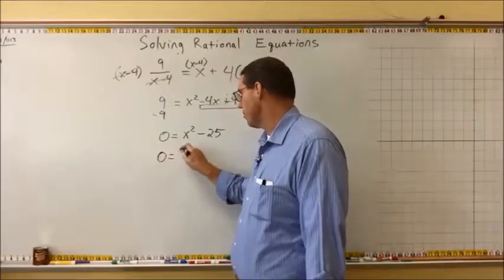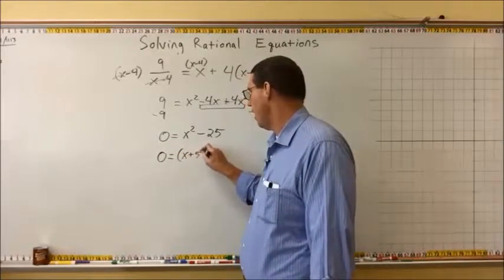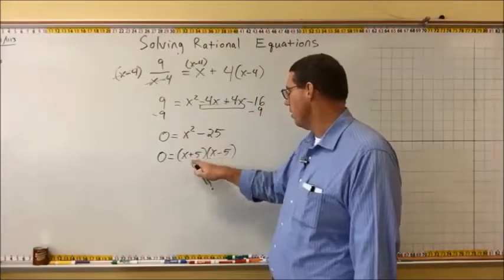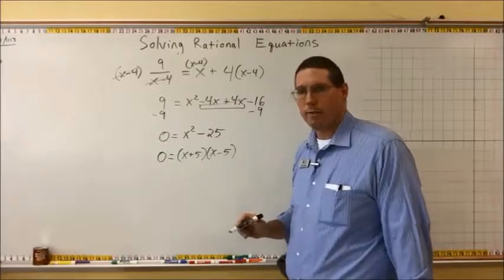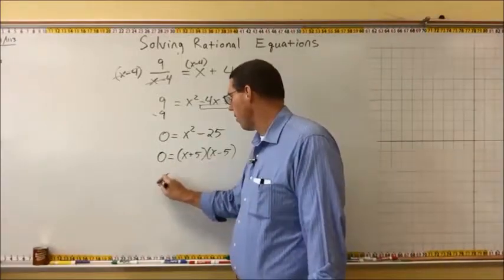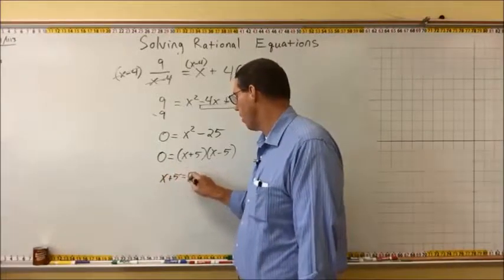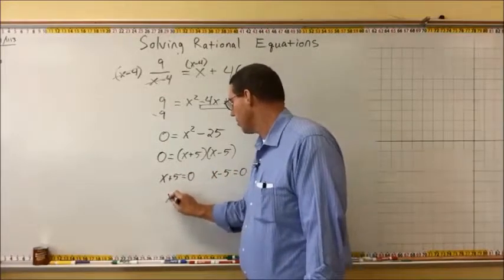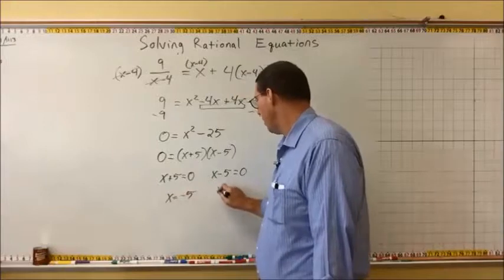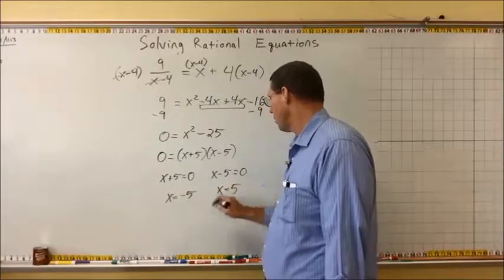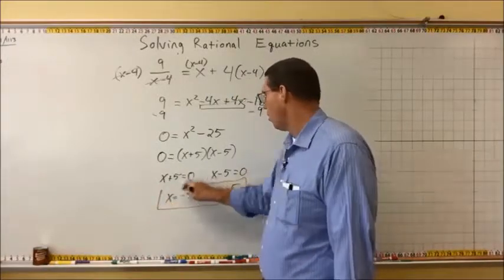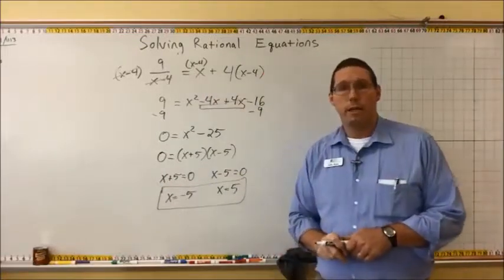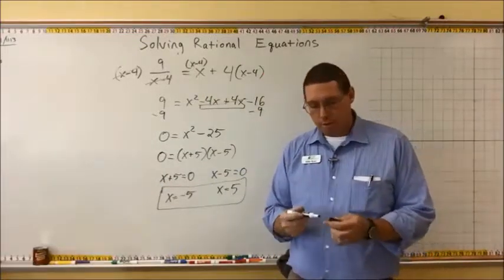I'm going to say 0 is equal to x plus 5 times x minus 5. It's a special case, a difference of squares, right? Set each one of them equal to 0. X plus 5 equals 0. X minus 5 equals 0, and we get x equals negative 5, and x equals positive 5. And those are our solutions to this rational equation. Okay? So this is a simple case.